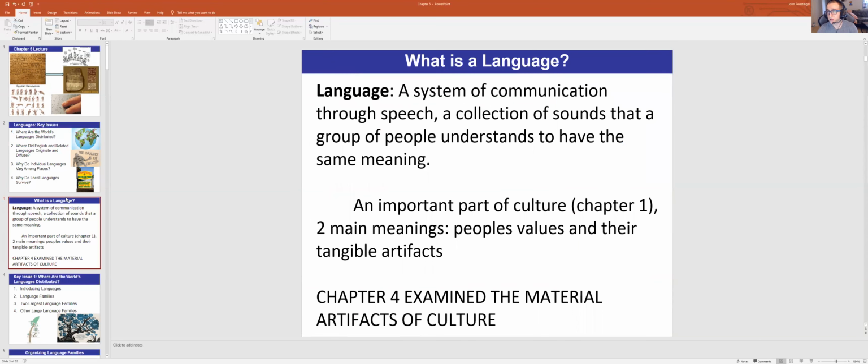So first and foremost, what is a language? It's a system of communication through either speech, sounds, or symbols that people understand each other and have the same meaning. So an important part of culture is language, right? The system of communication that's vital to any kind of culture. So that was covered in chapter 1. And again, those two main parts of culture, right? The values and their tangible artifacts. So what does that mean, tangible artifact?